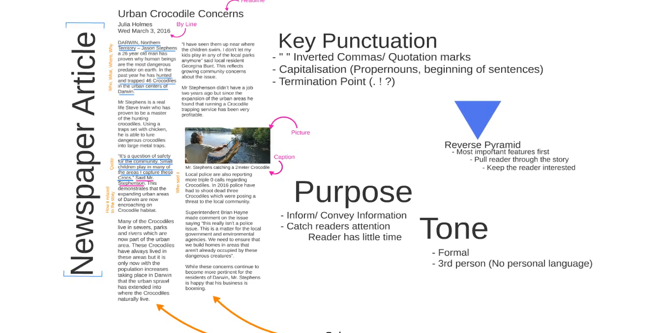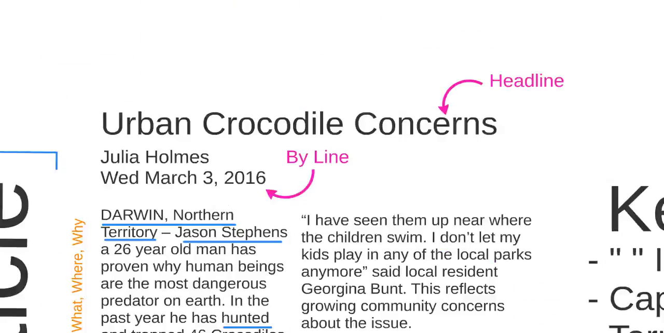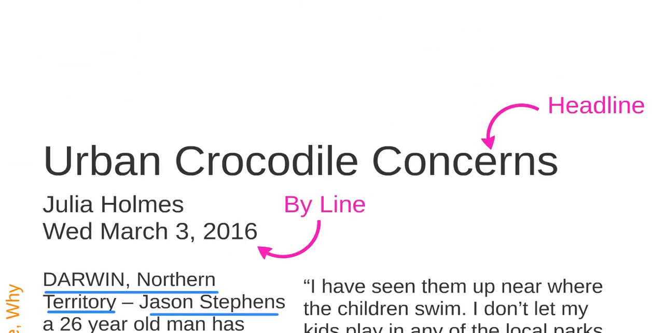Okay, let's look at some of the key features of a newspaper article. The first thing you'll notice is it's set out in columns. Columns are designed to break the information up and make it appear less intimidating and more inviting for the reader. Next we have headlines. Headlines are designed to be eye-catching and to tell us a little bit about the story, sometimes using humour, alliteration or hyperbole to really make the reader interested.